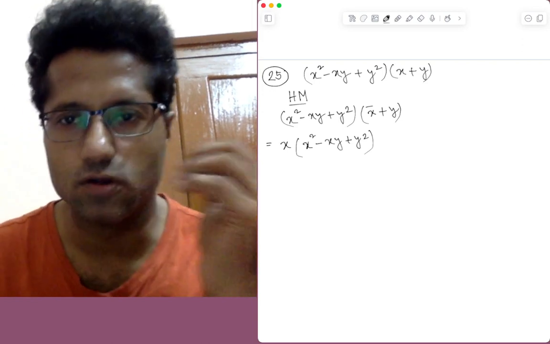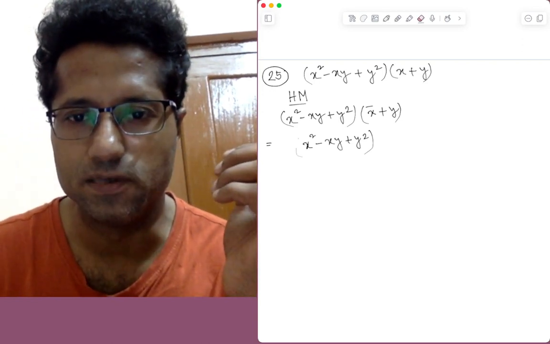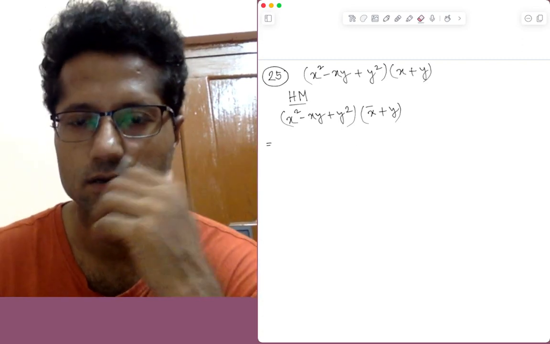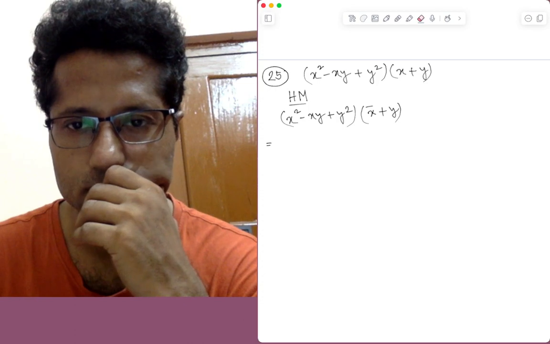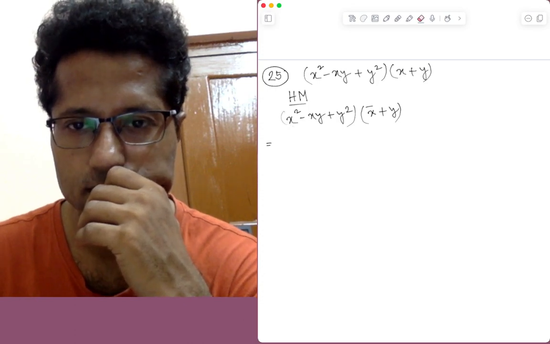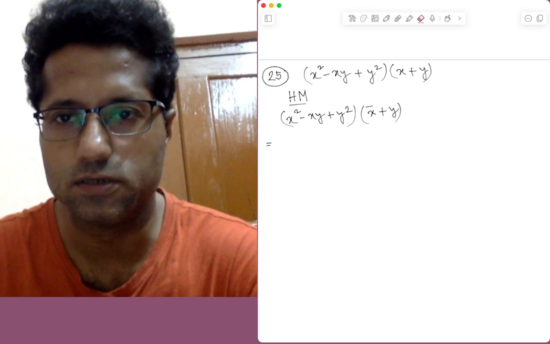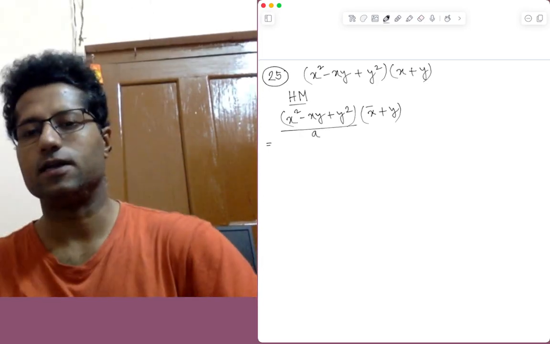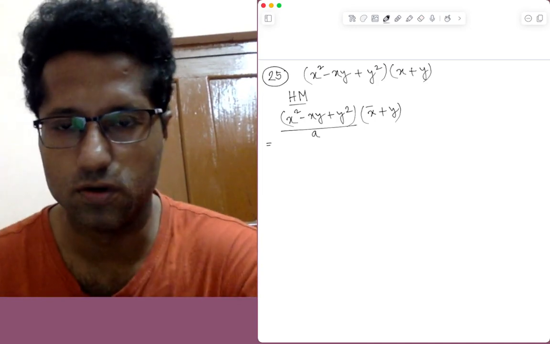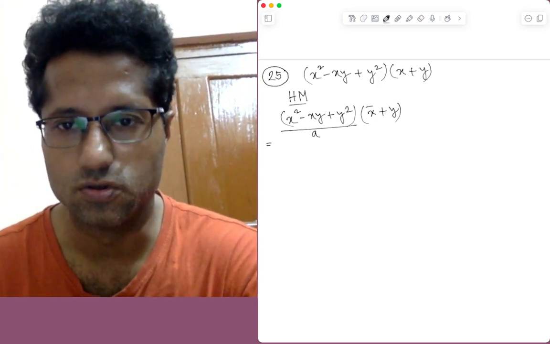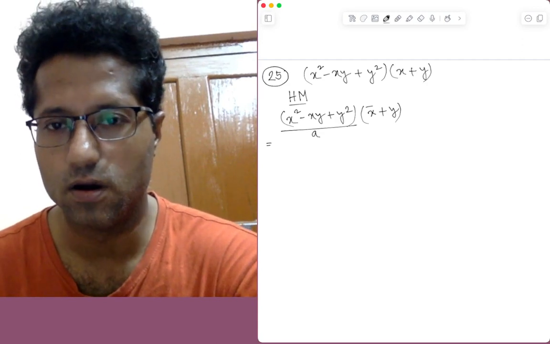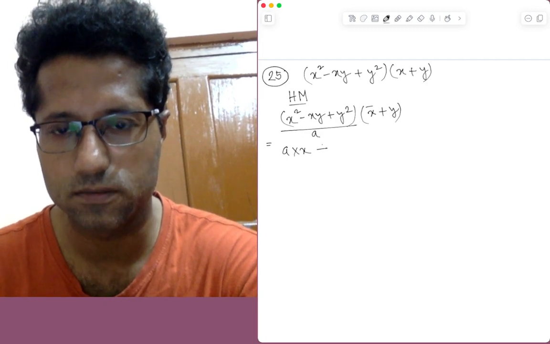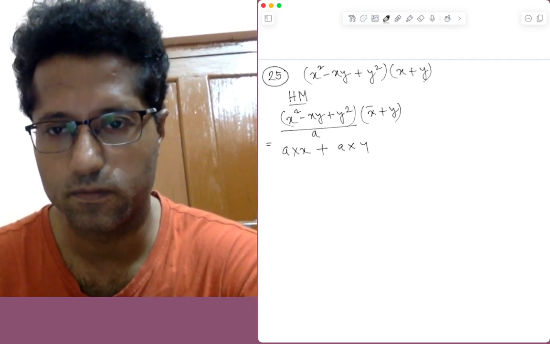Now you can also think of it this way. The horizontal method is nothing but distributing the multiplication over addition. So if you consider this whole trinomial as a, for the time being, just for the sake of understanding and discussing, then following the distributive law of multiplication over addition, this is nothing but a into x plus a into y.